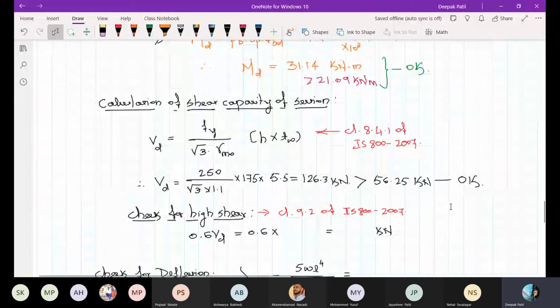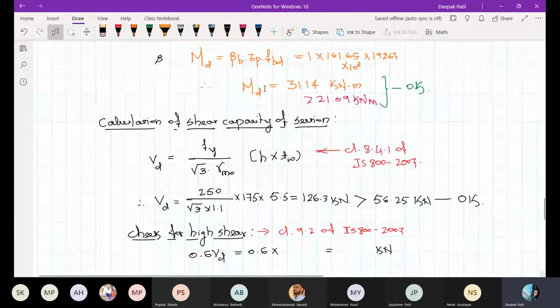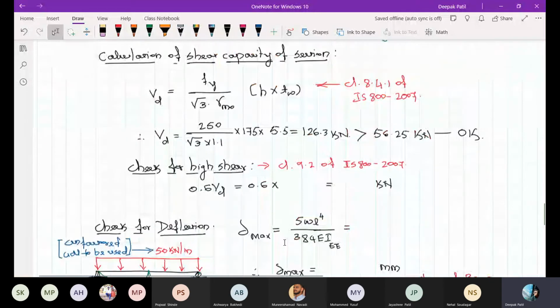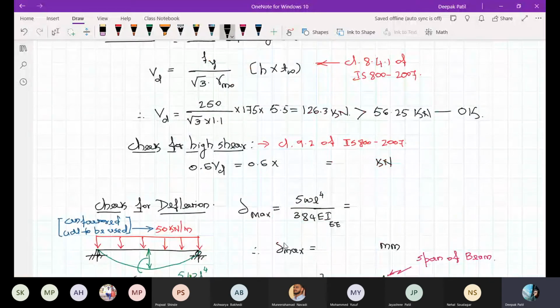These are the limit state of strength we calculated. That is for the bending and for the shear. Yes, also there is one more check called check for high shear. So check for high shear is actually given by 0.6 times VD. VD is what design shear capacity which you have calculated. So 0.6 times VD is 0.6 times 126.3, which is coming out to be 75.78 kilonewtons, which is more than the actual shear coming on the beam. That is 56.25 kilonewtons. I will explain you what is the meaning of this.